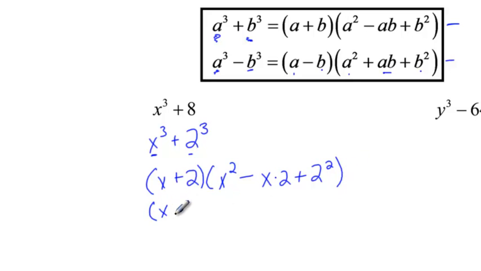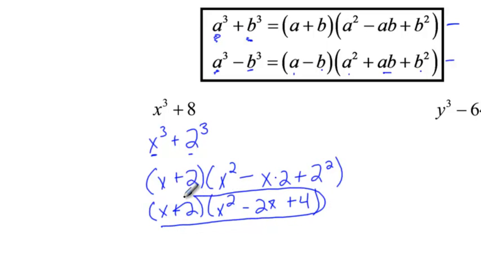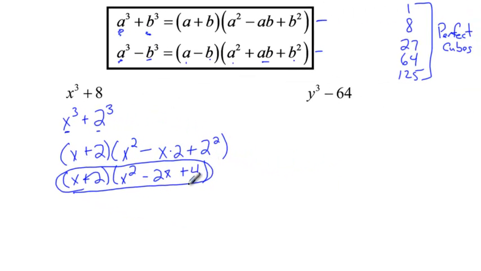So x plus 2 is just x plus 2. There's no difference there. Then x squared is x squared, x times 2 is 2x, and 2 squared is 4. Now I can try seeing if this last part, x squared minus 2x plus 4, is factorable, but it's not going to be. Two numbers that multiply together to give me 4 and add together to give me negative 2 don't exist, and so that's it.